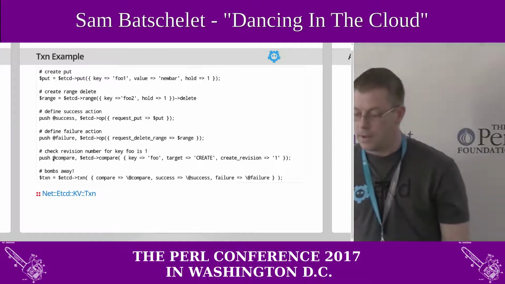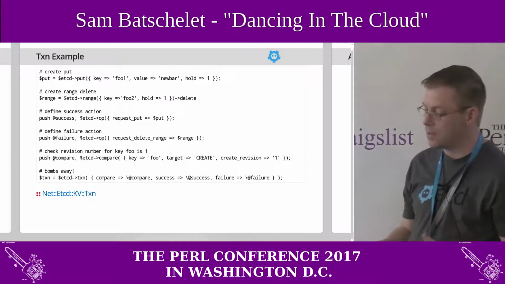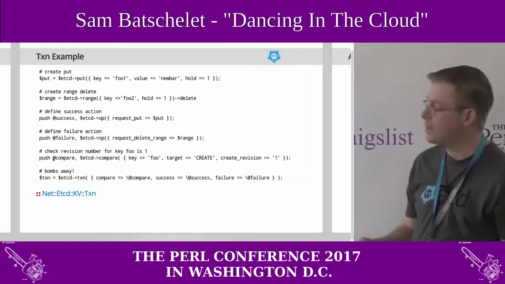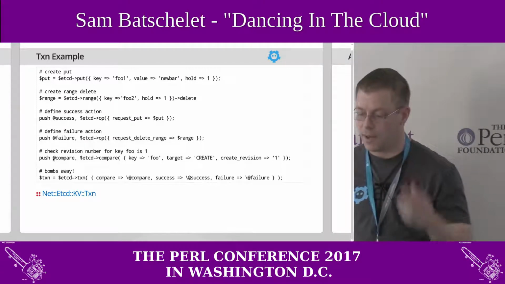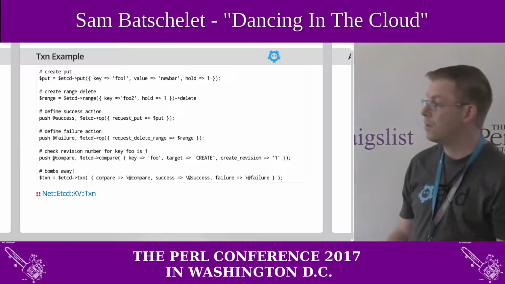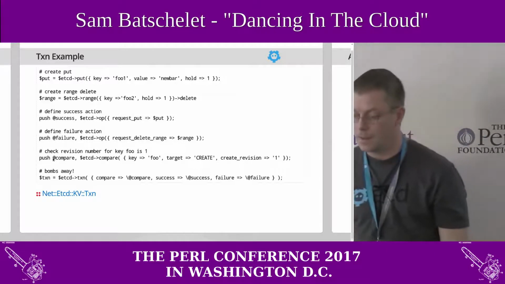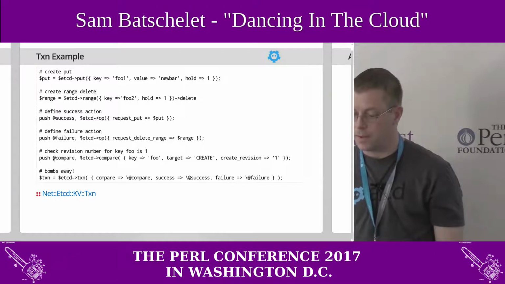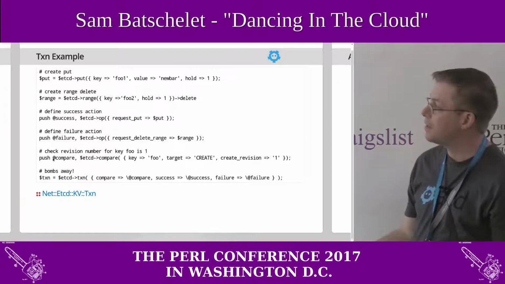Okay. Basically we're going to define a success action, which in this case is a put. So we're going to take that put object and define it into the success. In the failure, we're going to do a request delete range. In this case, the range is actually going to delete a key. And then we're going to put that into what's called a compare. The compare is going to take the key. The target in this case is create.